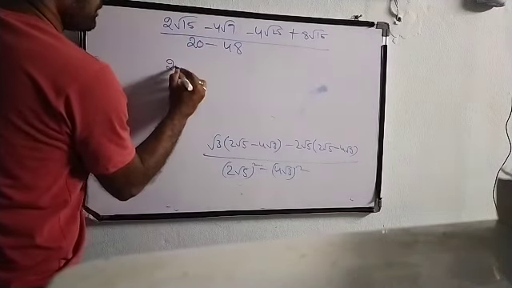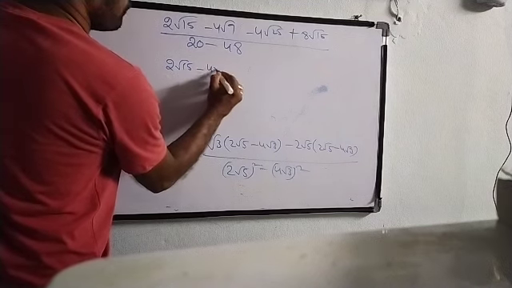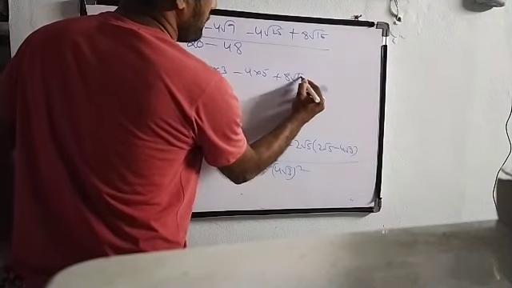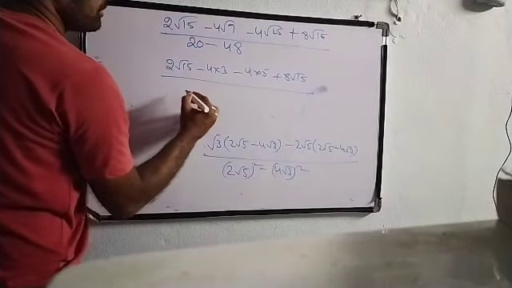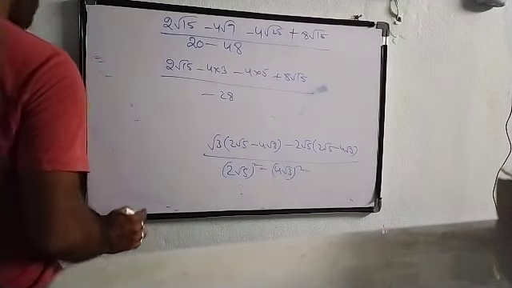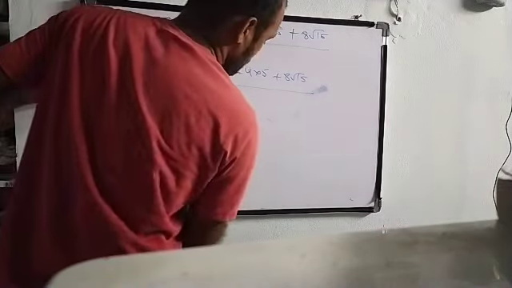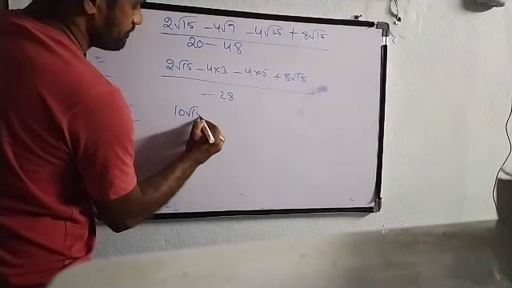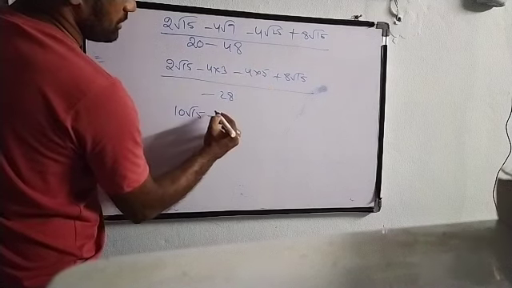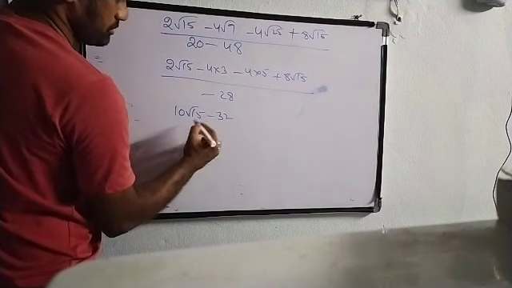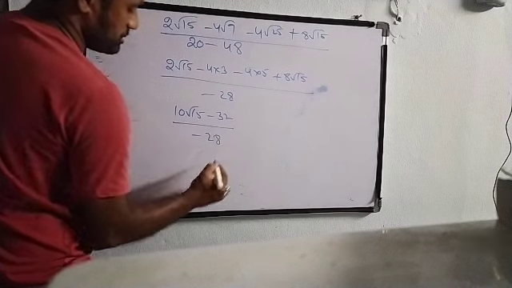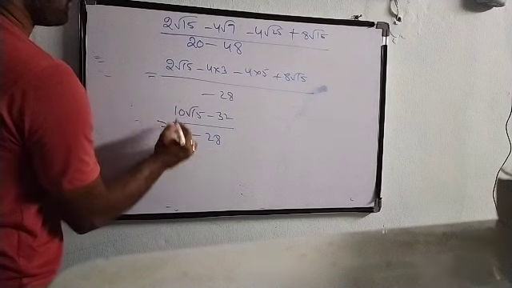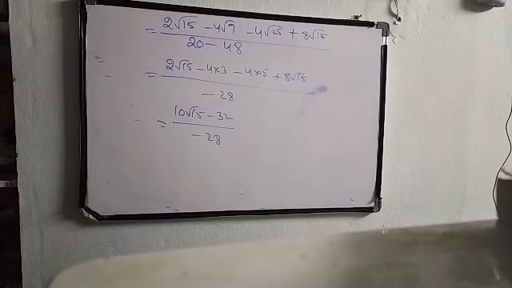So this can be written as 2 root 15 minus 4 into 3 minus 4 into 5 plus 8 root 15 by minus 28. Here these two are like terms, so 2 plus 8 is 10 root 15 minus 12 minus 20, minus 32 by minus 28. Till here we can do, and for further simplification if you require you can take 2 common, or else we can stop here.